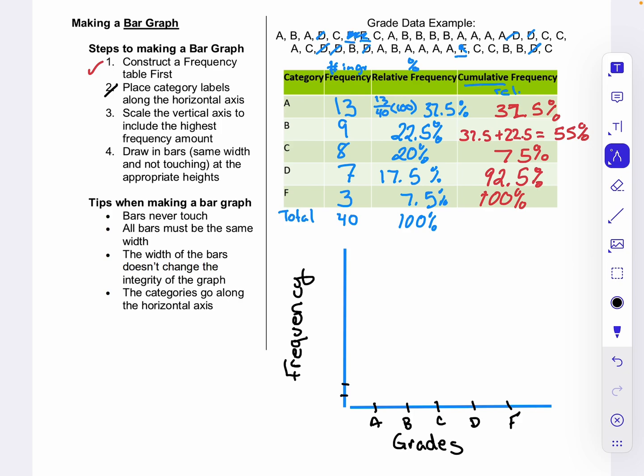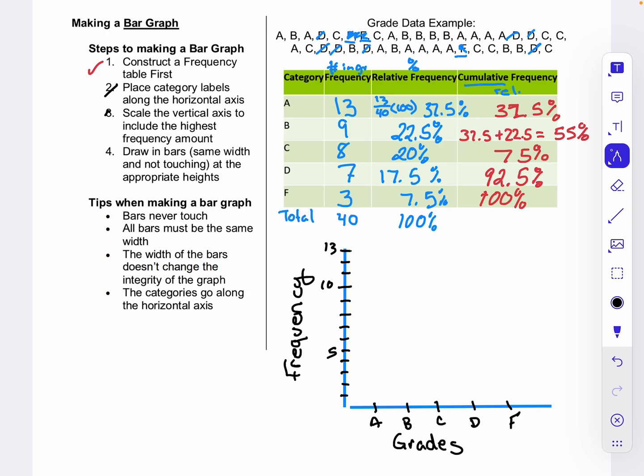1, 2, 3, 4, 5. I like to label a little as I go. 6, 7, 8, 9, 10, 11, 12, 13. It fits perfectly. All right, so I have my labels. And last but not least, I now need to draw in the bars.